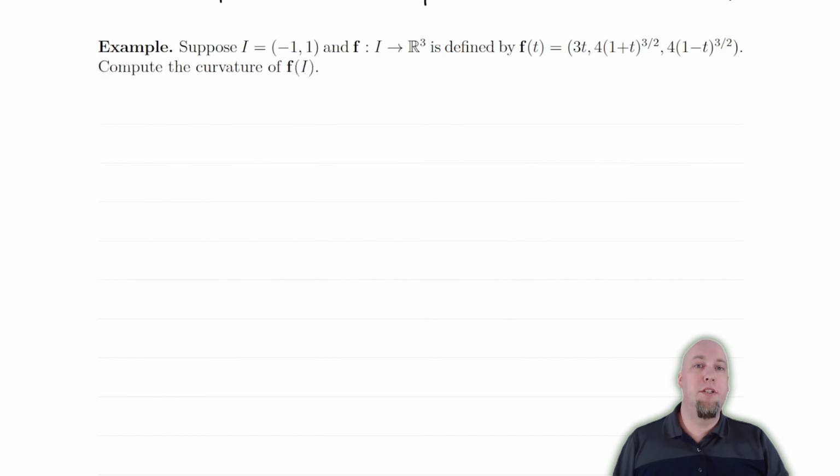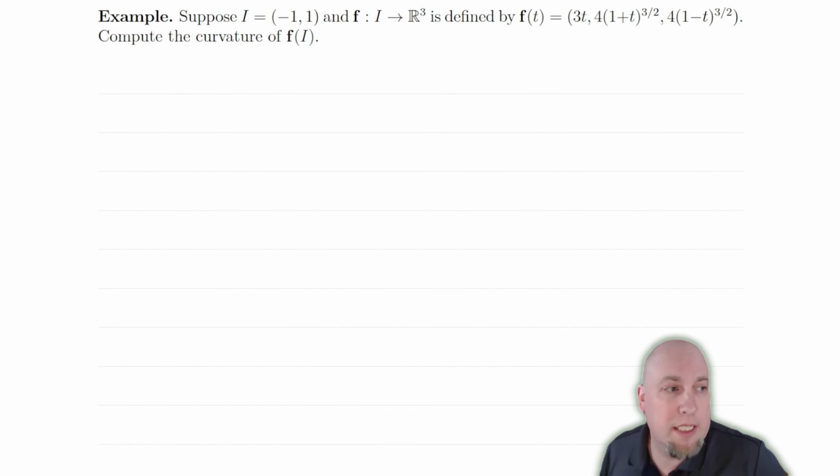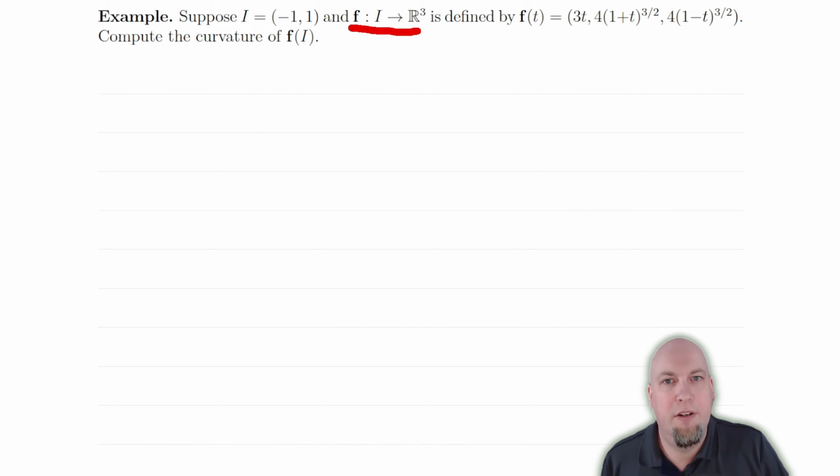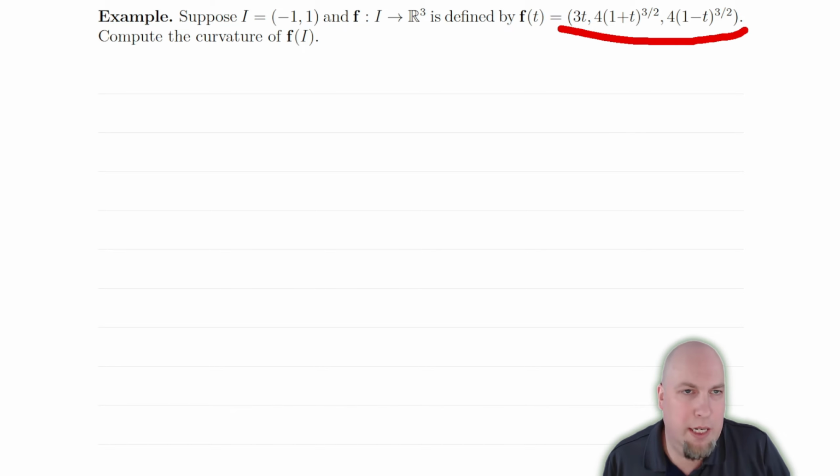Okay, let's do one final example and then we'll be done. All right, so let's look at a weirder curve. It's a curve in three-dimensional space this time. It's a path from some interval -1 to 1 into three-dimensional space, and it's going to be defined just via some ugly formula.